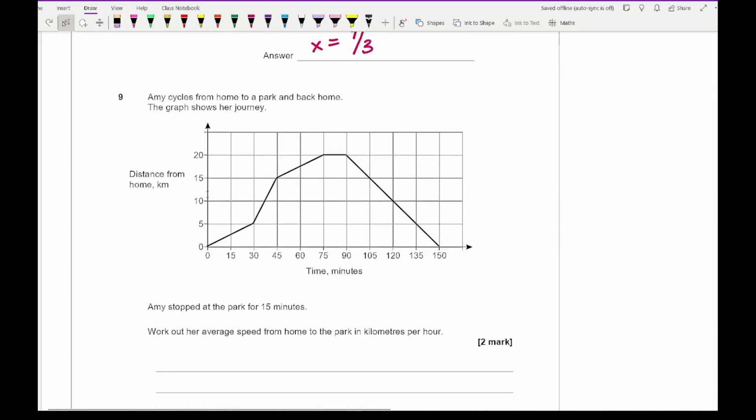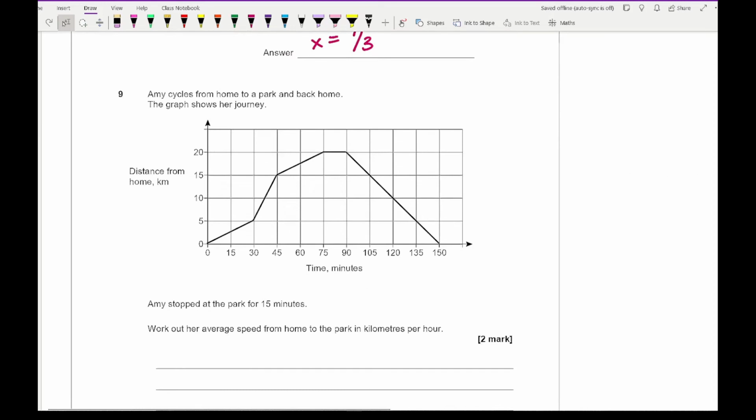Then moving on to question 9, it says Amy cycles from home to the park and back home. The graph shows her journey. It says Amy stops at the park for 15 minutes. Work out the average speed from home to the park in kilometers per hour. So what we're looking for is this here.